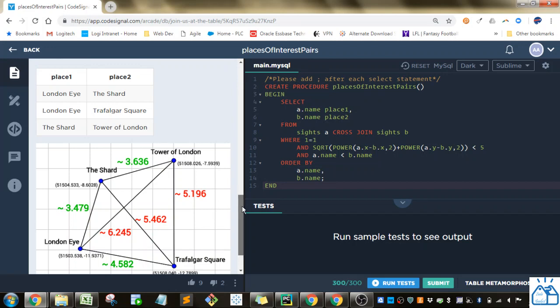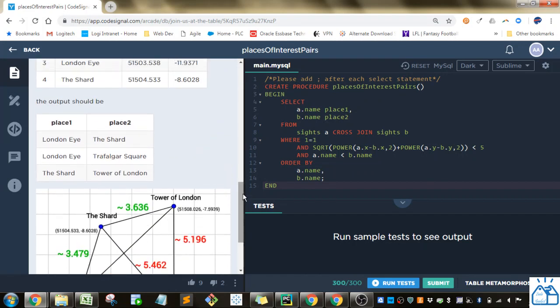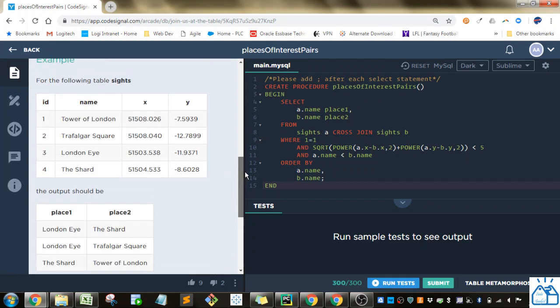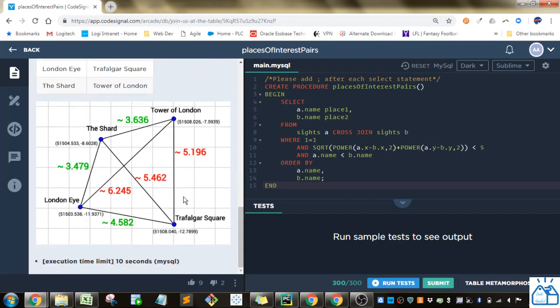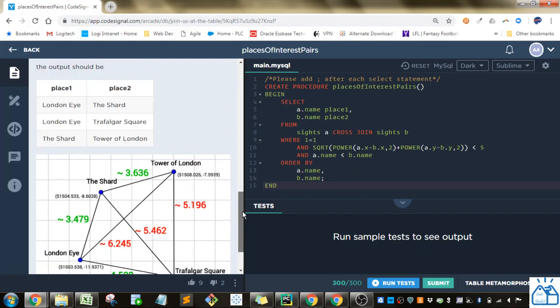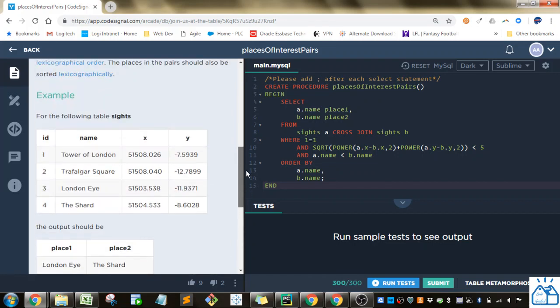Alright, so the output they want is just place 1, place 2. And how we're going to get this combination is we're going to do a self join. So we're going to join the sites table to itself. And we're going to use that cross join that we saw in one of the previous videos so we can get every combination and then just filter out the combinations that are more than 5 kilometers and keep those that are less than.